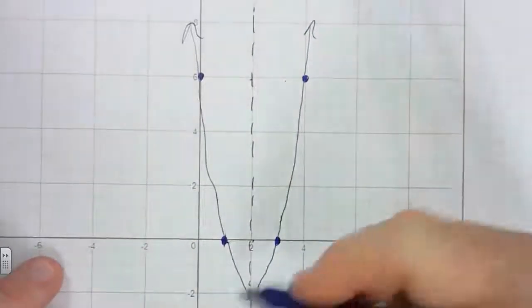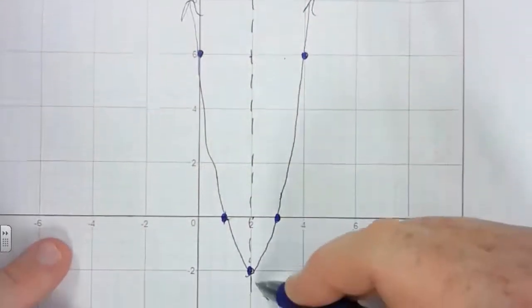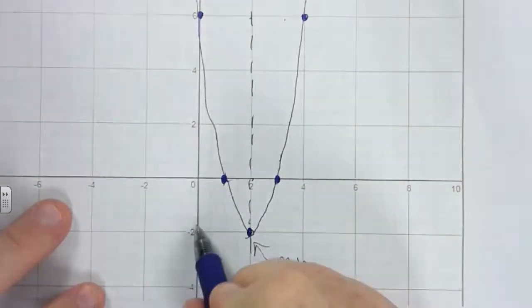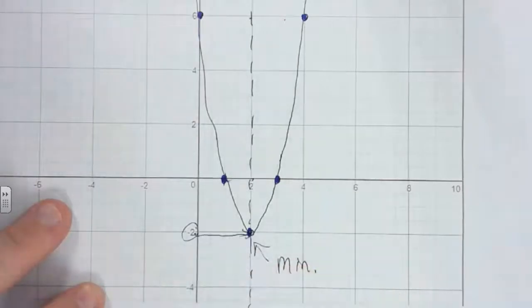Now we want to talk about, is this a min or a max value? Well, it has a low point on it, so this is called a minimum function, and its minimum value happens to be this negative 2 right here, the lowest y value it ever outputs.